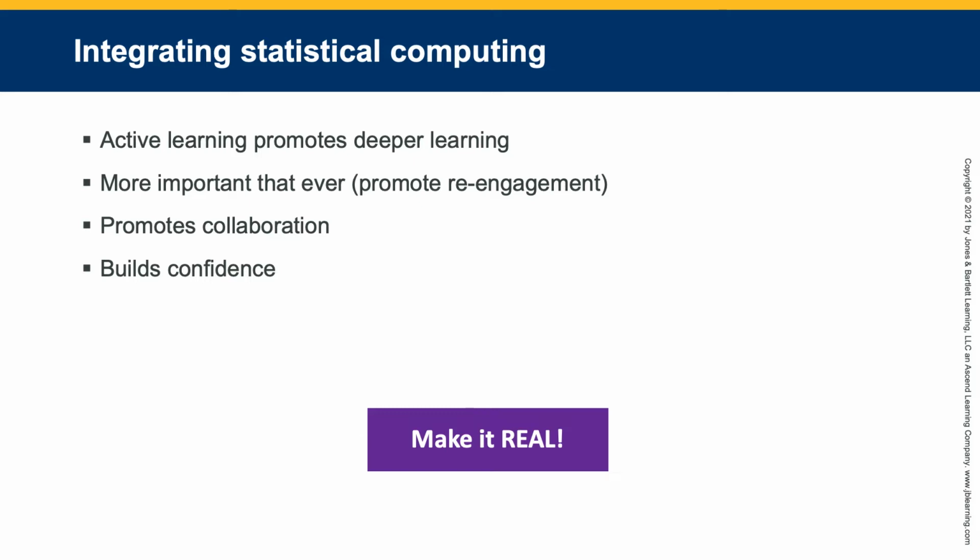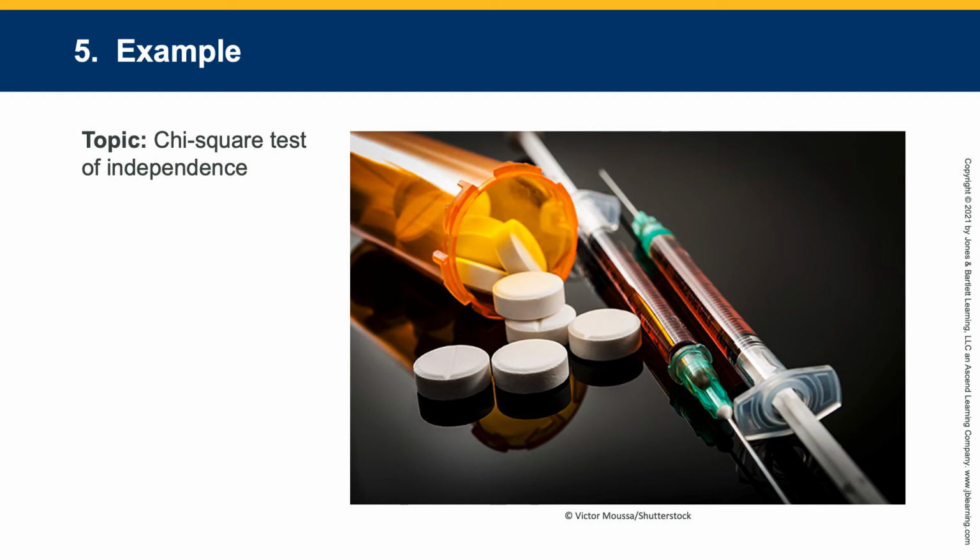So if you'll bear with me for just a few minutes, I'd just like to go through an example, a sample topic that you might present in class. And so this is the example of teaching students how to do the chi-square test of independence with an example focused on opioids.